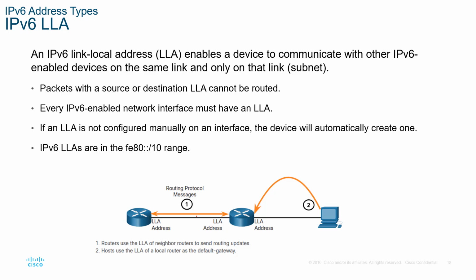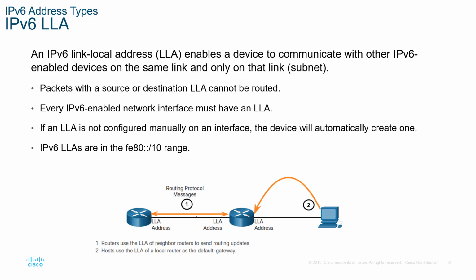Moving on, we have to understand our link local address. Packets with the source or destination of a link local address cannot be routed. They have to be sent to a default gateway. If it needs to leave the network, it will be masked to a global unicast address. Every IPv6 enabled network will have a link local address. If a link local address is not configured on the interface, it will automatically create one.